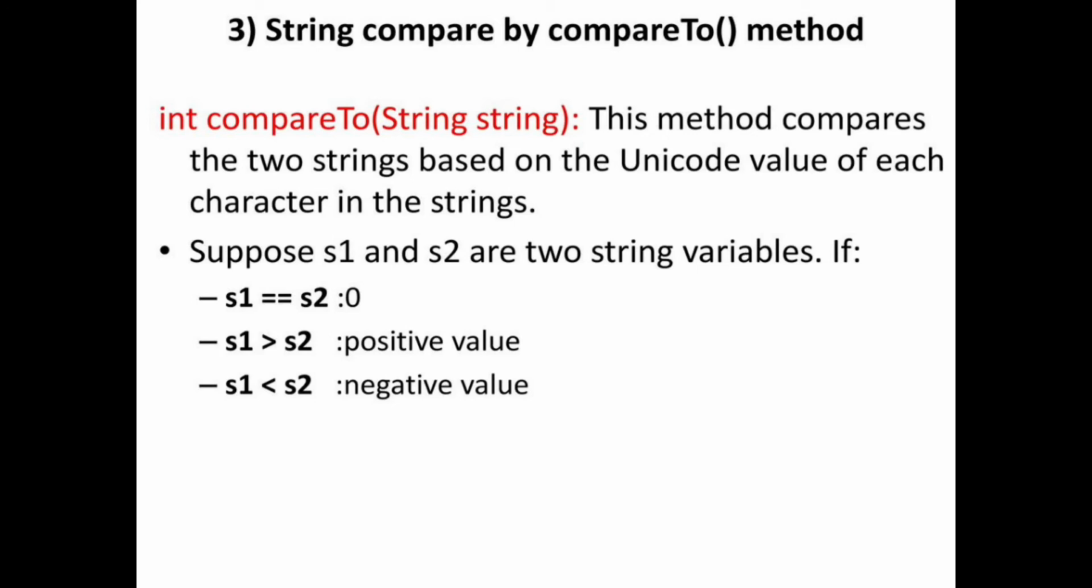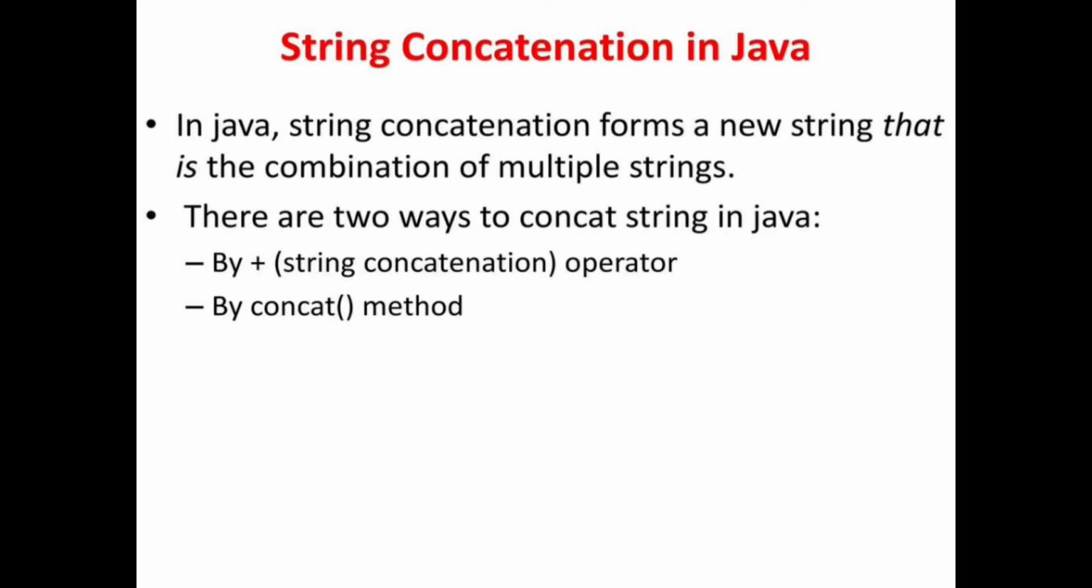Third method is string comparison by the compareTo method. It is int compareTo, no space, and T is capital. This method compares the two strings based on the Unicode value of each character in the string. Suppose S1 and S2 are two strings or variables. If S1 is equal to S2, then it displays 0. If S1 is greater than S2, then it displays a positive value. If S1 is less than S2, then it displays a negative value.